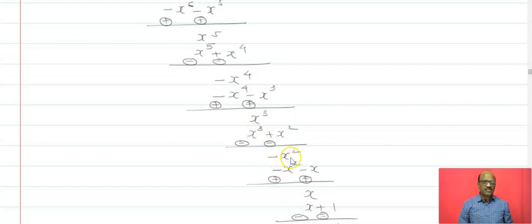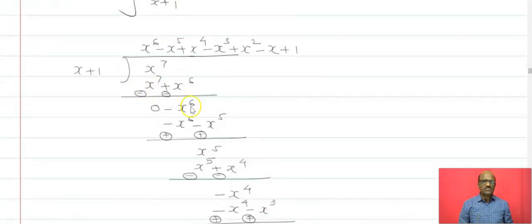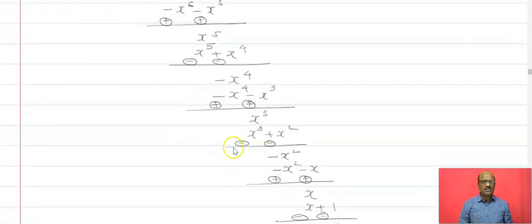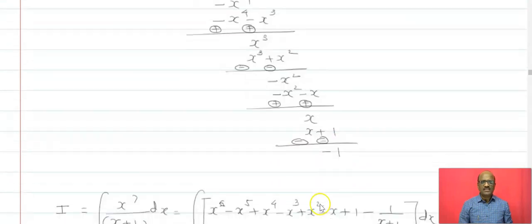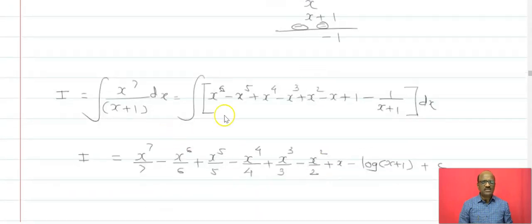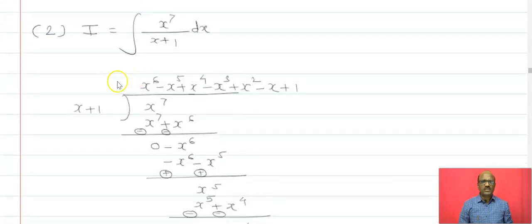Again by the division method, you will get minus x square. Again multiply x with minus x, and you will get minus x square minus x. Again change the sign, and overall you will get x, and multiplied again by 1, you will get x plus 1. Again change the sign, and the remainder is minus 1. In this way, the quotient is x raised to 6 minus x raised to 5 plus x raised to 4 minus x cube plus x square minus x plus 1.